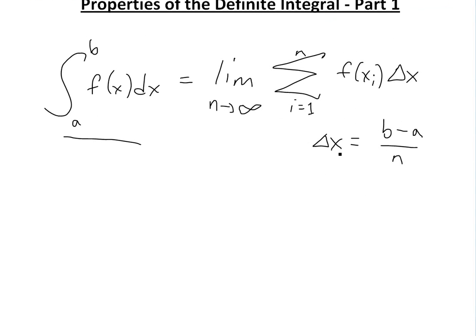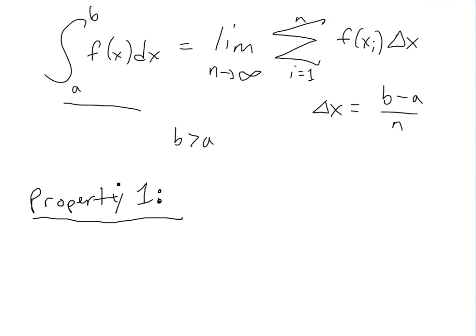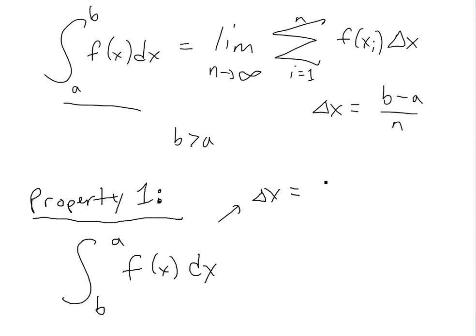So this is defined for when b is greater than a. And that brings me to property 1. If you didn't have this case, if you switched these around, so you had b and a here of f of x dx, then the only thing that changes is the delta x in the definition. Delta x is going to equal a minus b over n, because that's this minus that. This equals, I'll just take the negative out, negative b minus a over n. So that's all it's going to change, you're going to have a negative here.